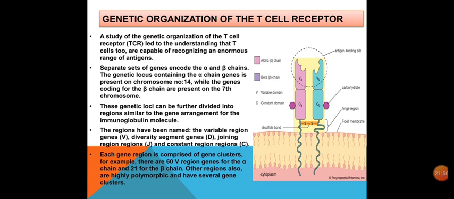These genetic loci can be further divided into regions similar to the gene arrangement for the immunoglobulin molecule. The regions have been named the variable region genes V, diversity segment genes D, joining region J, and constant regions C. Each gene region is comprised of gene clusters. For example, there are 60 V region genes for the alpha chain and 21 for the beta chain. Other regions also are highly polymorphic and have several gene clusters.